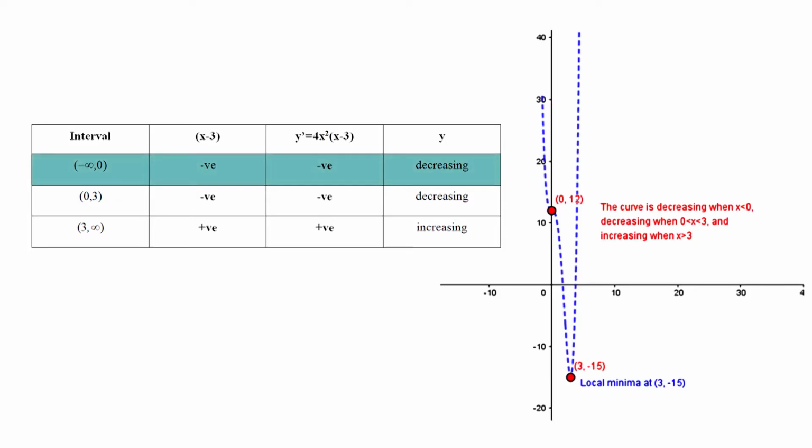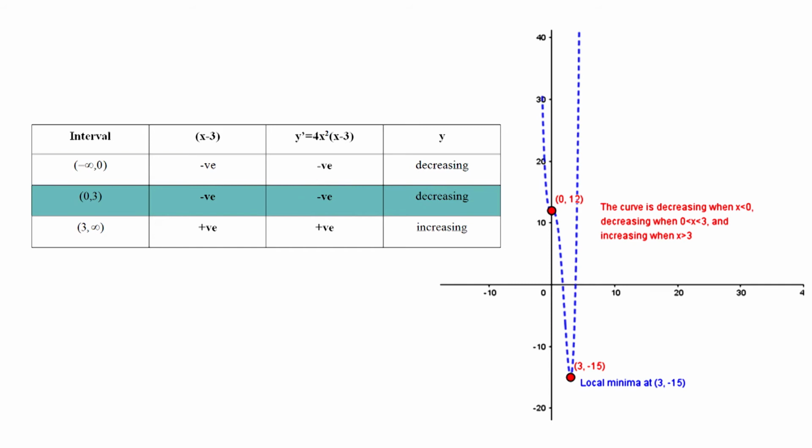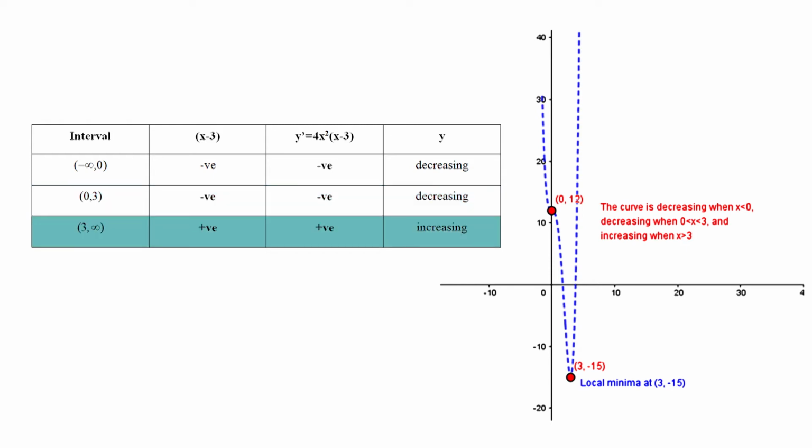In the interval minus infinity to 0, x minus 3 is negative, hence y dash is equal to 4x square into x minus 3, which is negative, and hence y is decreasing. In the interval 0 to 3, x minus 3 is negative, y dash is equal to 4x square into x minus 3, which is negative, and hence y is decreasing. In the interval 3 to infinity, x minus 3 is positive, y dash is equal to 4x square into x minus 3, which is positive, so that y is increasing.